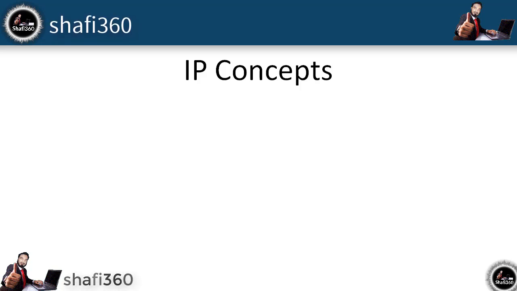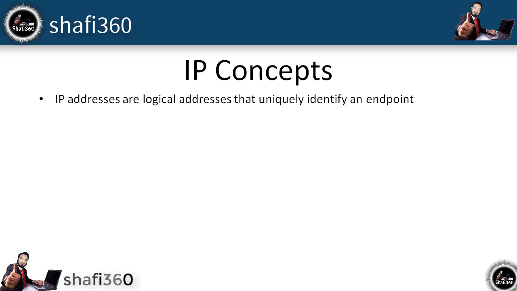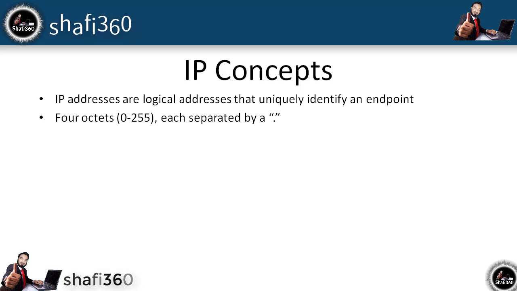So let's move on and talk about one of the most basic concepts with IP, and that is the IP address. IP addresses are logical addresses that uniquely identify an endpoint. And you recall when we talked about the OSI model that the layer 3 addresses are logical, meaning that you can have an IP address and you can assign it to an Ethernet workstation or a token ring workstation or a workstation running frame relay or a WAN protocol. Doesn't matter because IP addresses are logical. They are 4 octets, 0 through 255 each separated by a dot.